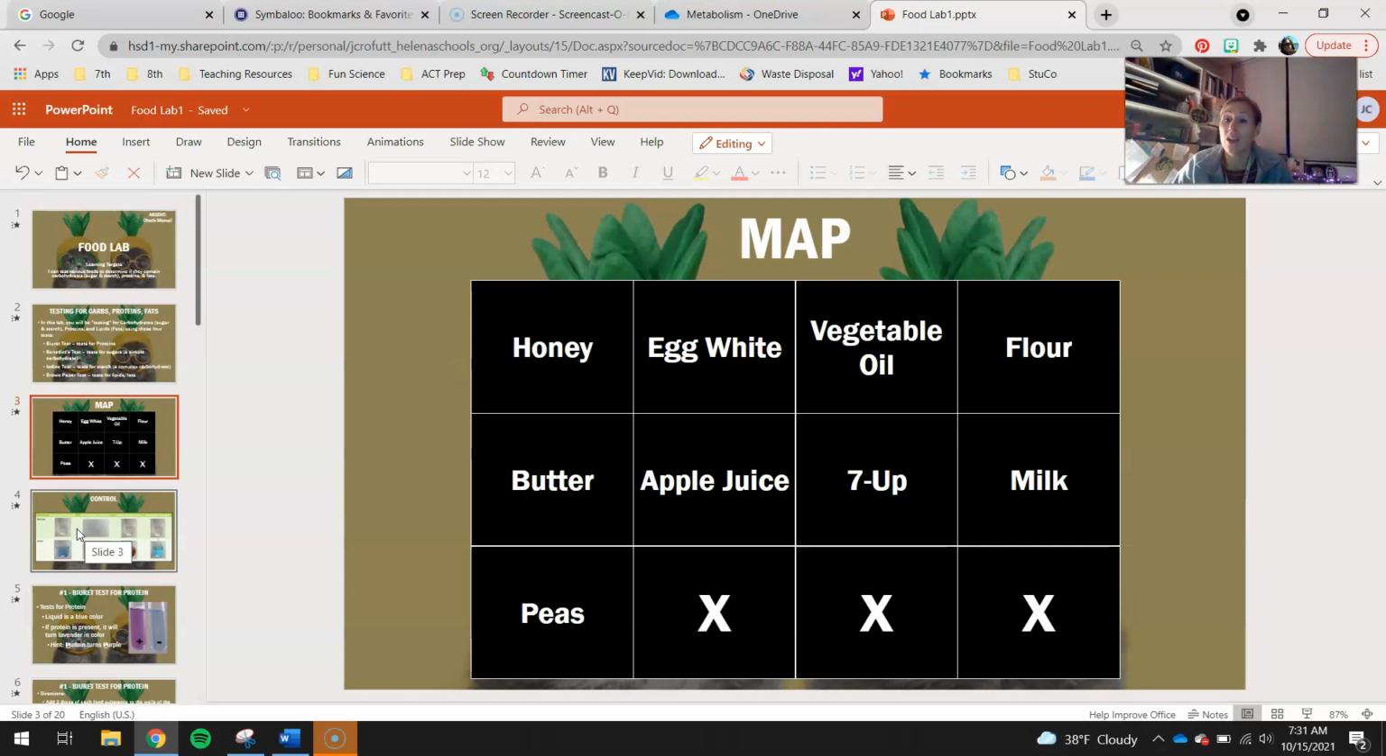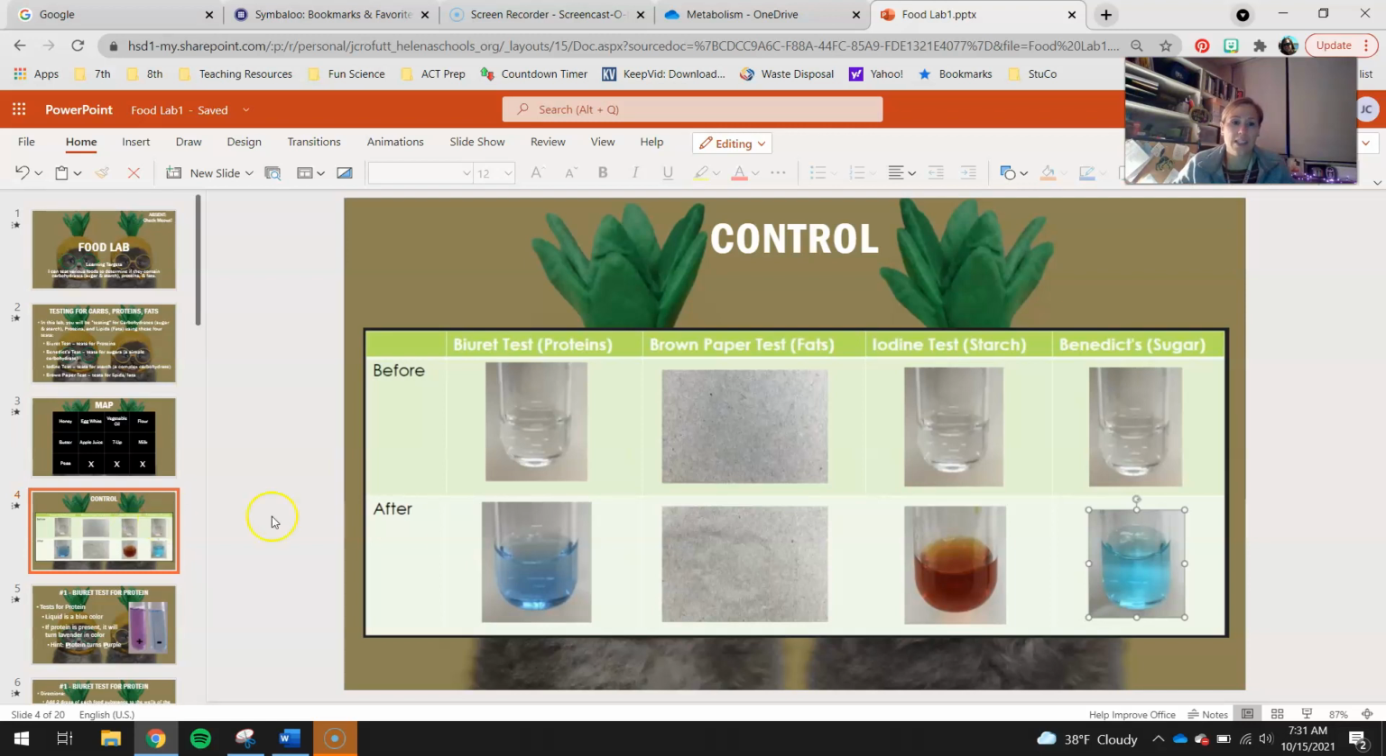Okay, so again, water is going to be our control because we know it's negative for all of these. It doesn't have any of these things in it, so it's a negative test. So we can use that water test to show us what it should look like if none of these things are present. Okay, so let's go ahead and take a look at what this might look like.